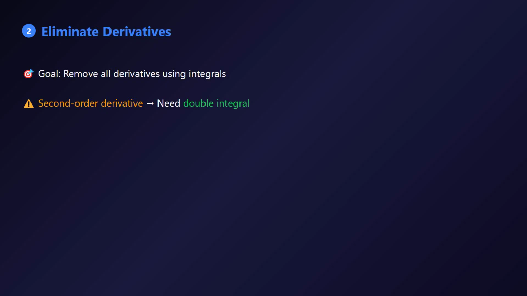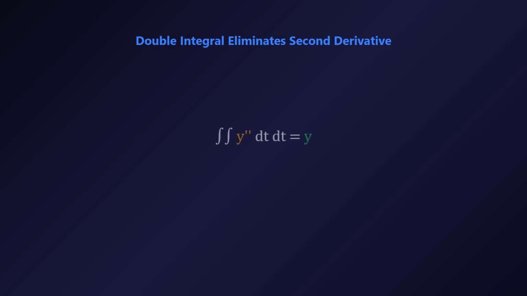Now comes step 2, which is a bit more involved this time. We need to eliminate all derivatives by taking integrals. Since we have a second-order derivative, we'll need to take a double integral. Here's the key concept for second-order systems. To eliminate a second derivative, we need to integrate twice. When we apply a double integral to the second derivative of y, we get just y. The two integrals cancel out the two derivatives.